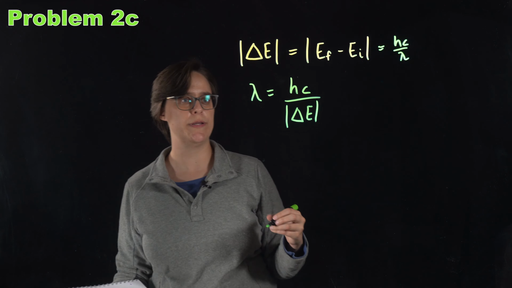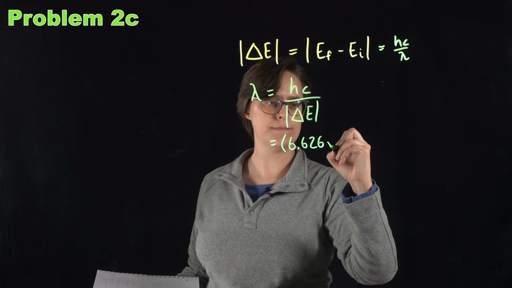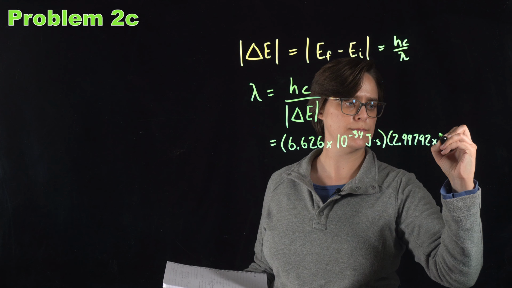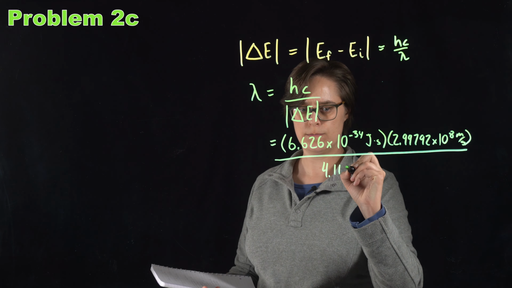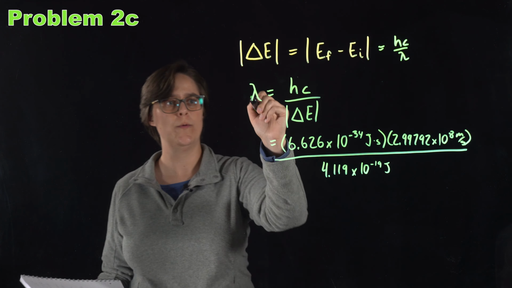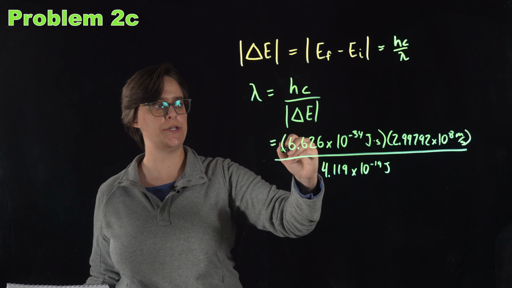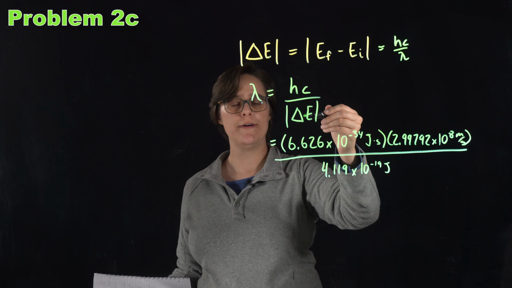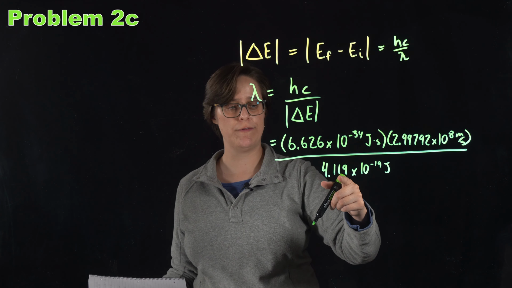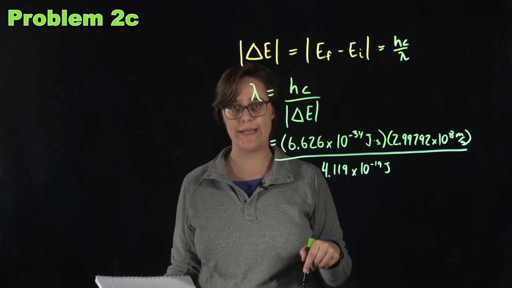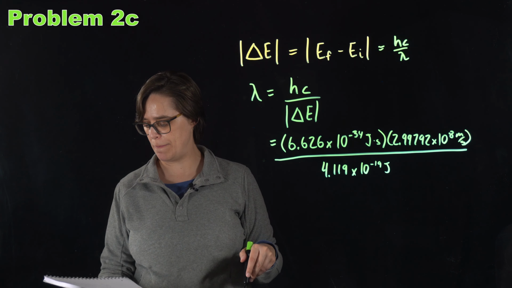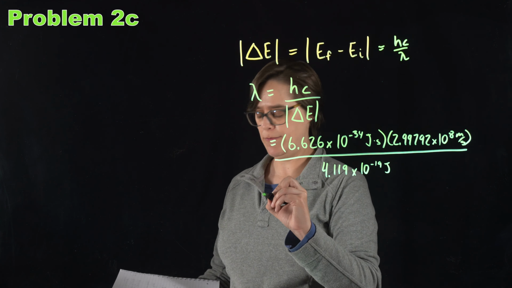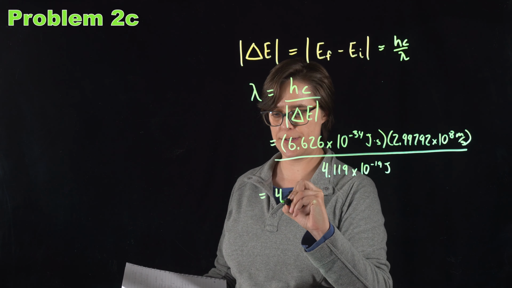And from here, we can plug in some values. So wavelength is equal to h, which is Planck's constant, times c, which is speed of light, divided by our absolute value of the change in energy, which was our answer for the last question, part B. And when we plug all of this in, we get a result of 4.822 times 10 to the minus 7th meters.